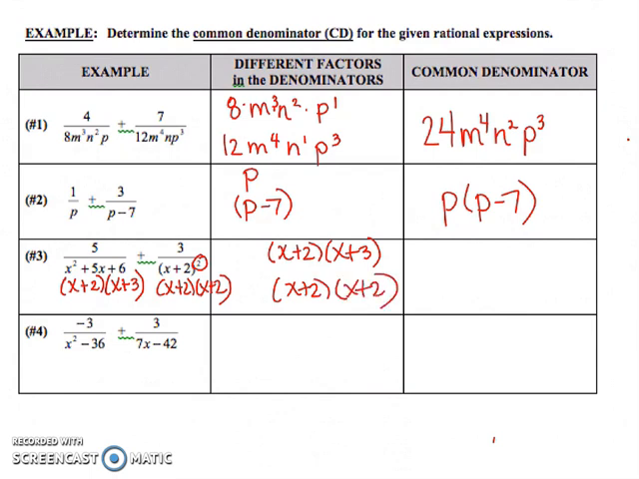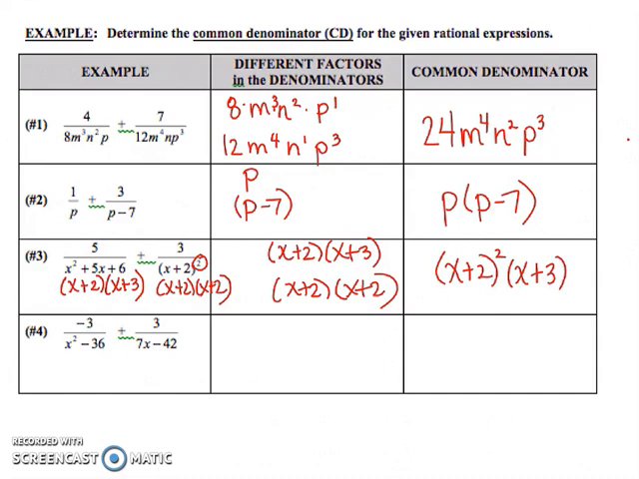Okay, here's where people start to get confused. Let's look at the family x plus 2 first. My first denominator has one family of x plus 2. My second denominator has 2 families of x plus 2. Therefore, my common denominator has to have 2 families of x plus 2. And then my first denominator also has a family of x plus 3. So my common denominator needs to have that family of x plus 3 in it as well. You could certainly rewrite this as x plus 3 first and x plus 2 quantity squared second. The order doesn't matter. Multiplication is commutative.